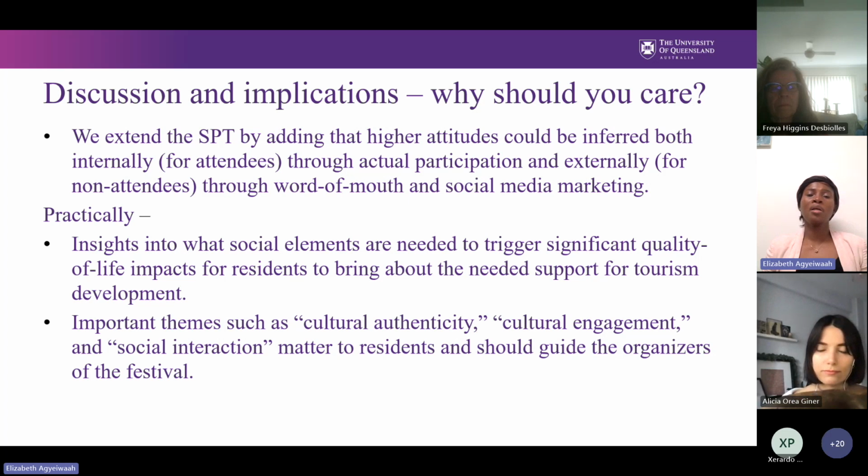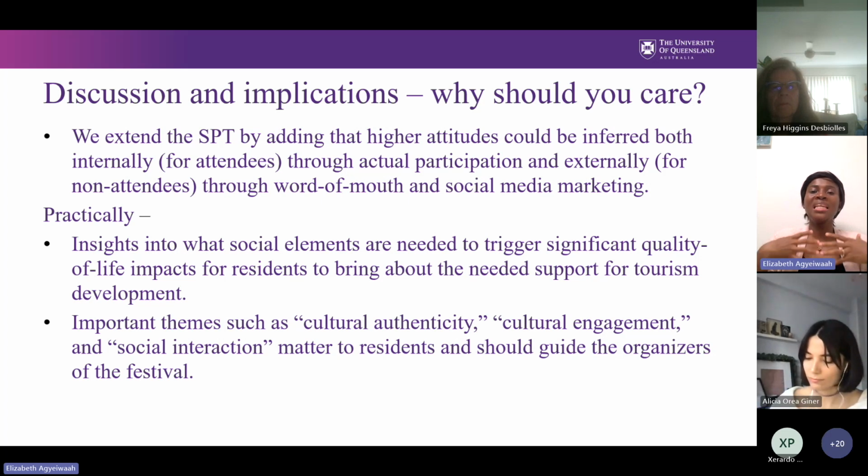But there are practical implications also for the event organizers. Every year as they organize, if they want to understand what the needs of residents are, what we have done is to let these organizers know why residents support the events. The social sustainability of the event is important, but we add the explanation of why they support the events. They support the events through the quality of life elements, the fact that it brings peace, it increases the social harmony within the region.